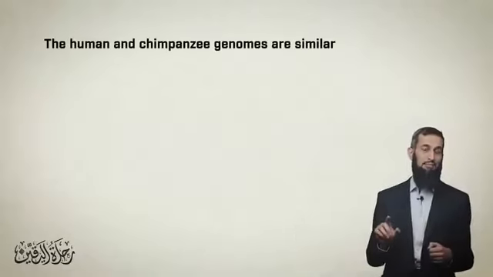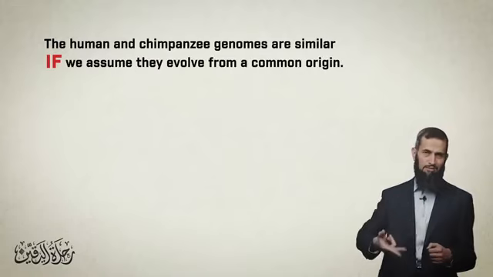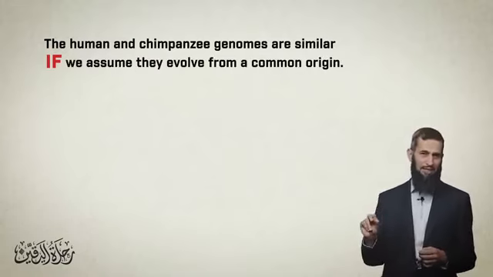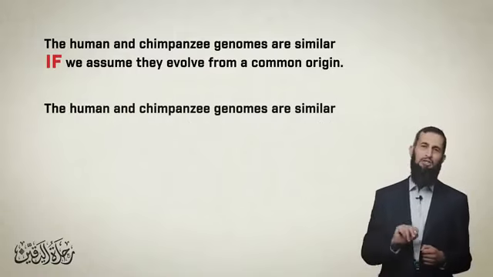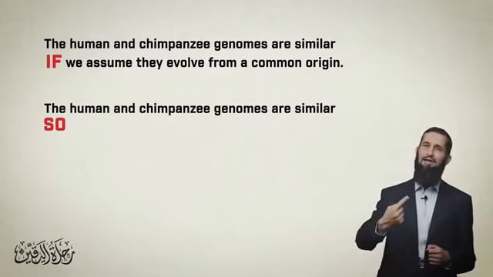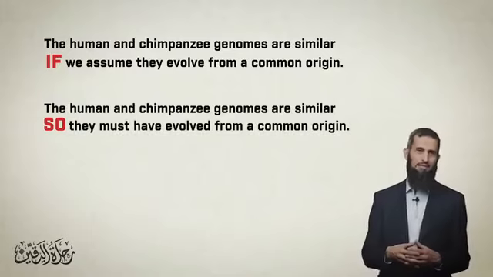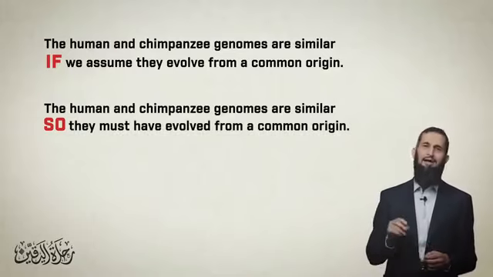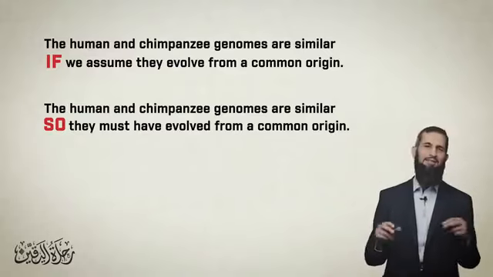So, they said, human and chimpanzee genomes are homologous if we consider that they evolved from a common origin, which the myth media propaganda twisted to become human and chimpanzee genomes are homologous, so they must have evolved from a common origin. As usual, the magic wand of the myth disciples changed, if to so. Let's enter the myth production kitchen to see the steps of the production process.